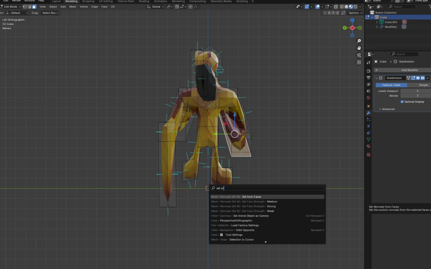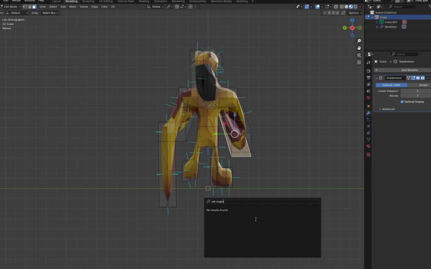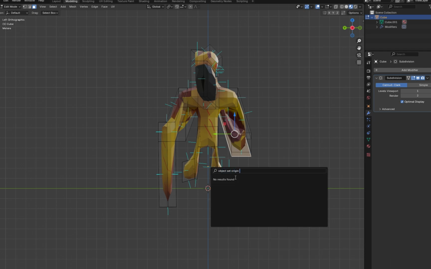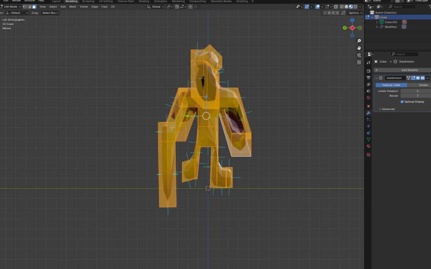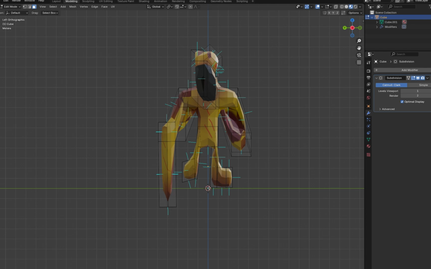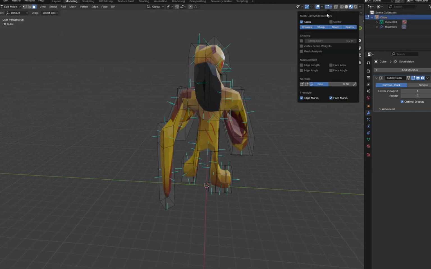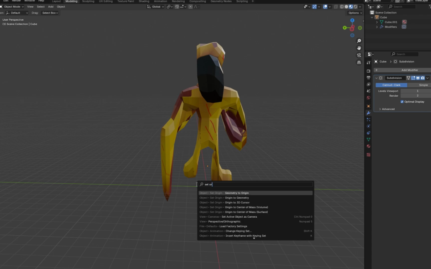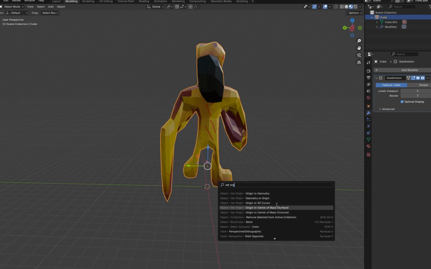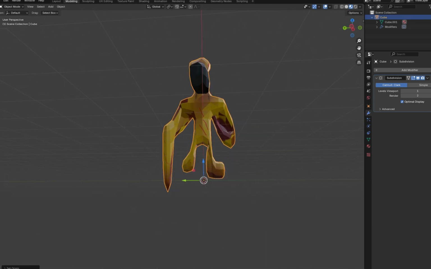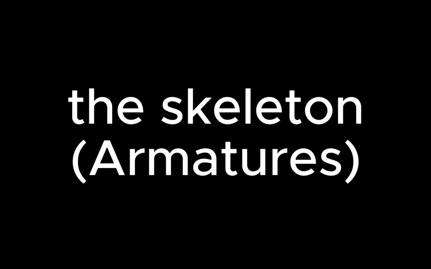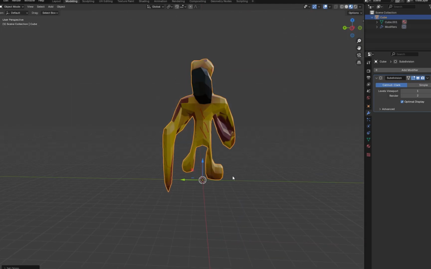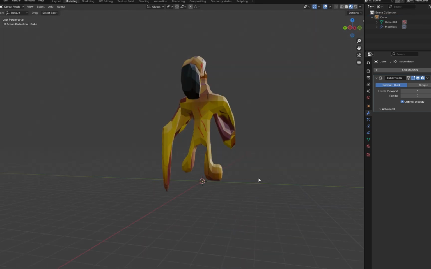Right now, I'm trying to get the center of mass to be down at the feet instead of right there. Unfortunately for me and my dumb self, I was not in the right mode. I was in edit mode when I needed to be in object mode. So it took me a second to figure out what's going on here. Now, with all that out the way, let's finally do the damn skeleton.